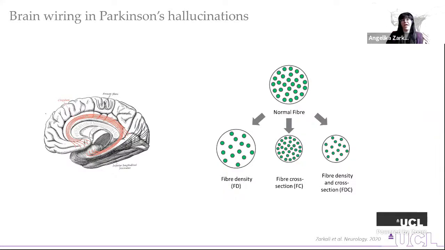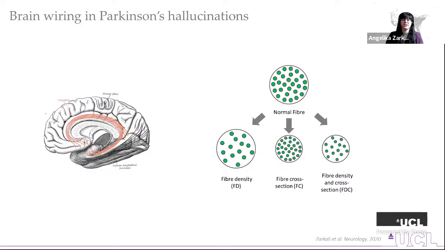And if it is not healthy, this could happen in three different ways. So it could become less dense, so it would have reduced fiber density. That means that it would have the same diameter, the same cross section, but there would be fewer axons inside. It could become thinner, so reduced fiber cross section, so smaller diameter, but the same number of axons inside. Or it could become both thinner and less dense, and in that instance it would have reduced fiber density and cross section.